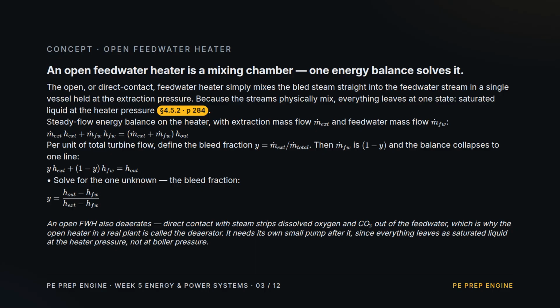Put it per unit of total turbine flow and define the bleed fraction Y. The balance collapses to one line, and you solve for Y, outlet minus feedwater enthalpy over extraction minus feedwater enthalpy. One unknown, one equation. The open heater also deaerates the feedwater, which is why it's called the deaerator.